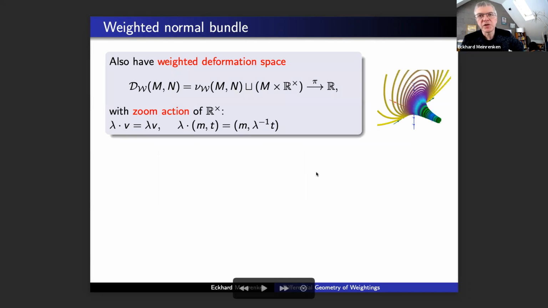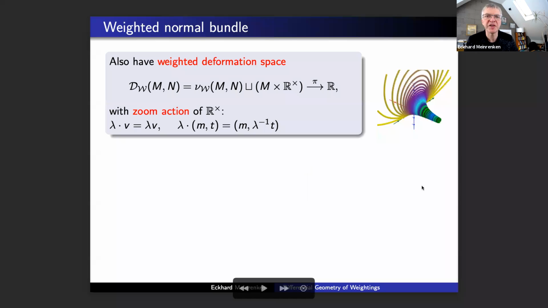And then, as I said, there's also a weighted deformation space. Unsurprising if you look at this definition in terms of filtrations. The weighted deformation space, just like the usual deformation space for a submanifold, is where you take the weighted normal bundle together with M times non-zero real numbers. Basically you think of this as a family of manifolds sitting over the real line. Over each non-zero number, you put a copy of M, and over the zero fiber, you put the normal bundle, and in our case, the weighted normal bundle.